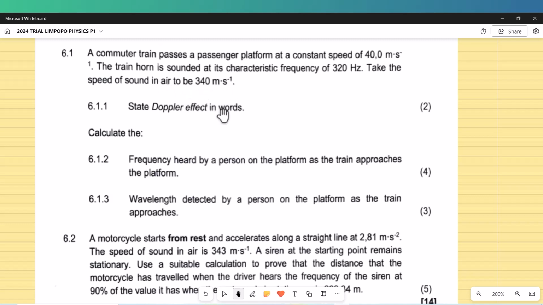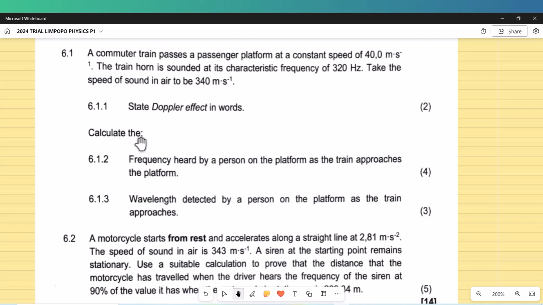State the Doppler effect in words. How do we state it? The change in the perceived frequency or pitch of the sound source as detected by the listener, due to the different velocities between the sound source and the listener relative to the medium of sound propagation.